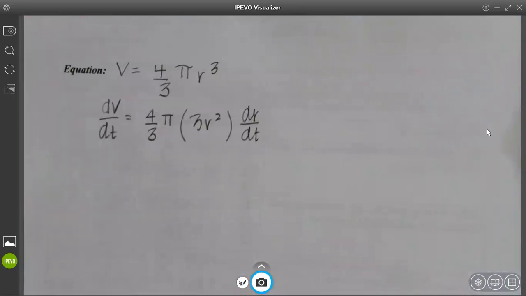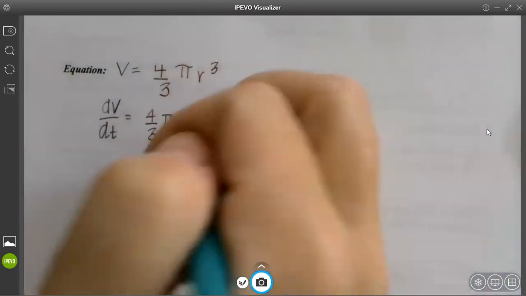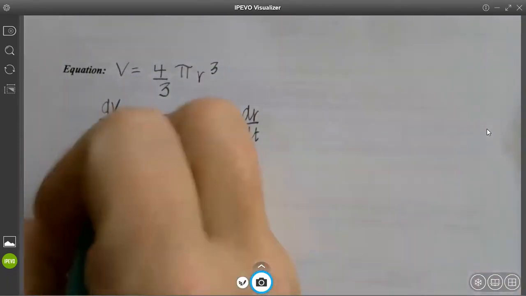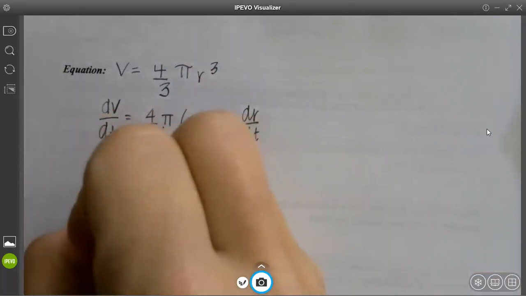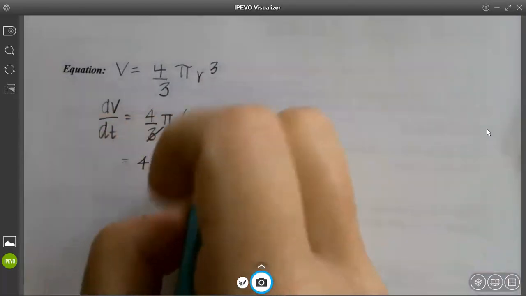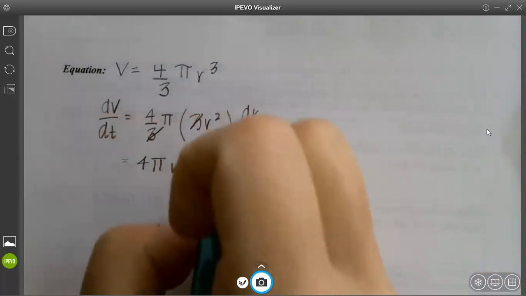What do I do once I find the derivative? There's a couple things I can do before that. I can go ahead and reduce this. How could I reduce this? There's only one thing I can do. 3s. There's one on top and one on bottom, right? So this is 4 pi r squared dr/dt.